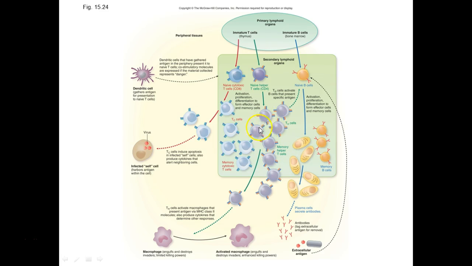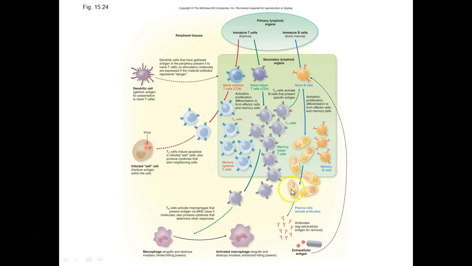Again, helper T cells are going to help out other cells. They'll help out macrophages, making them more powerful in their killing. They'll, as you see here, help out the B cells to become activated. An antigen itself can activate a B cell. But for B cells to class switch and produce a particular class of antibody, they have to have interaction with helper T cells.